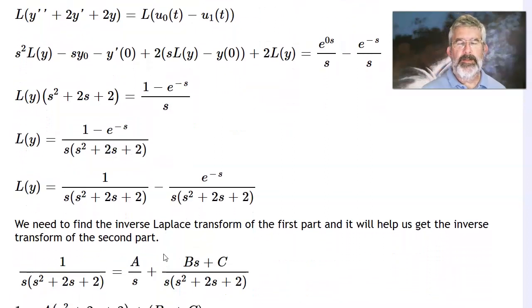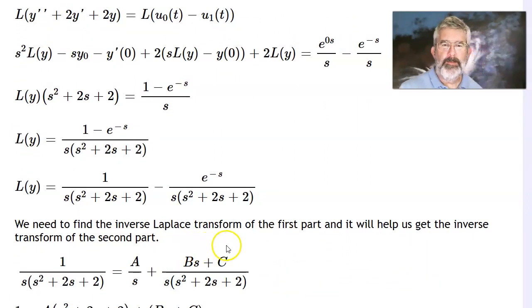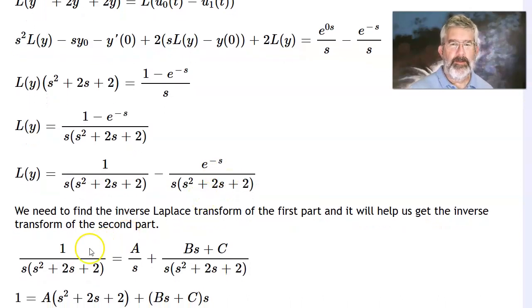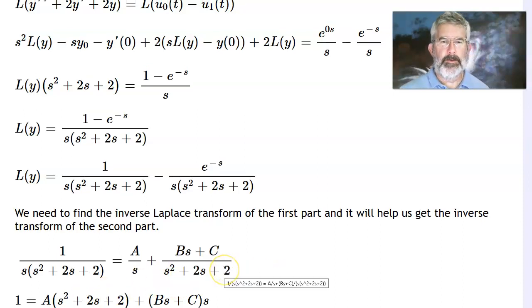And I'm going to need to do some partial fraction decomposition on this first part, which is going to help me on the second part as well, because it's the same denominator. Essentially, it's the same thing with just this multiplied by e to the minus s. So let's do partial fraction decomposition on it. This s squared plus 2s plus 2, I already noticed that b squared minus 4ac was negative, so it's unfactorable. So I'm going to leave it as this. There should not be an s in that denominator. Let's change that. Yeah, that's what it should look like.